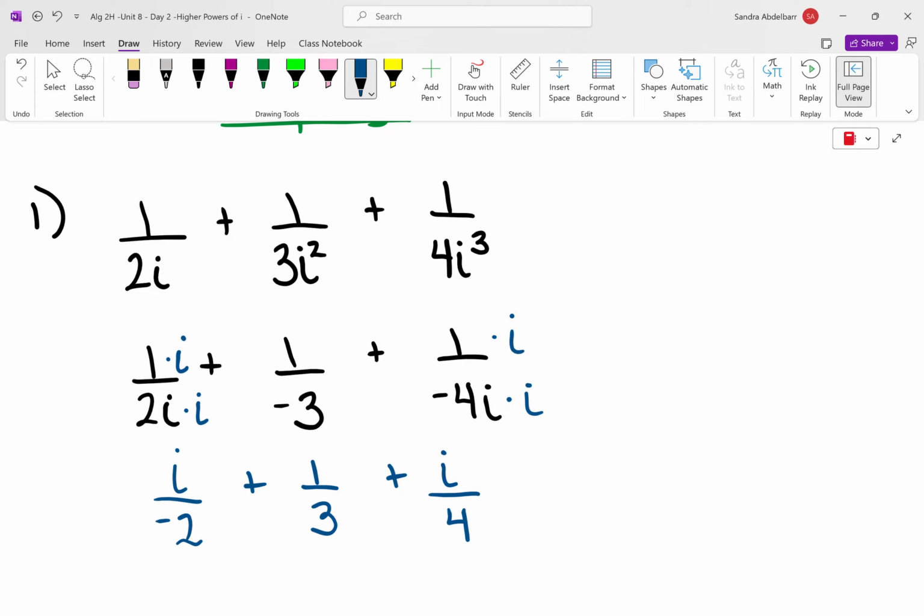Yes. What happened to the negative in the second fraction? Oh, that needs to be there. Thank you.